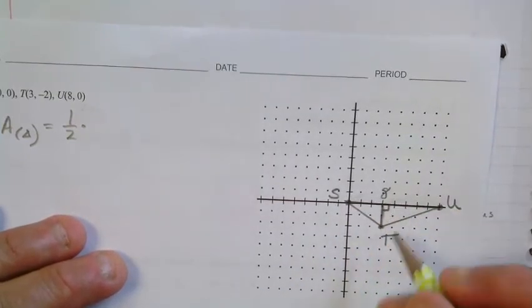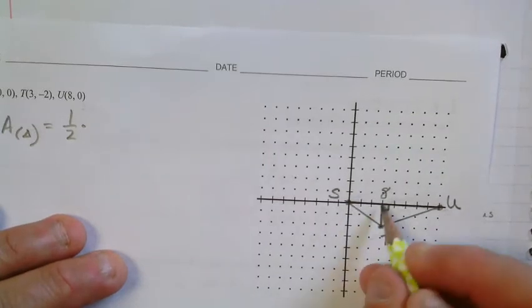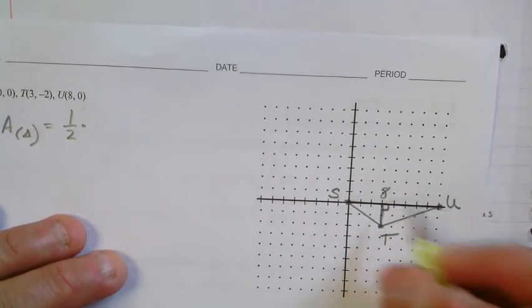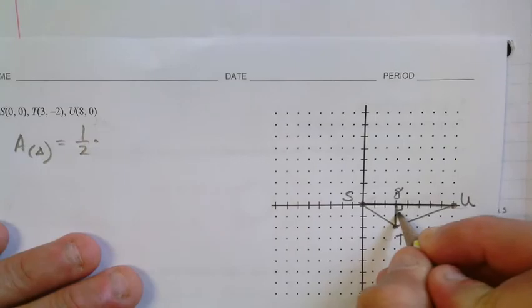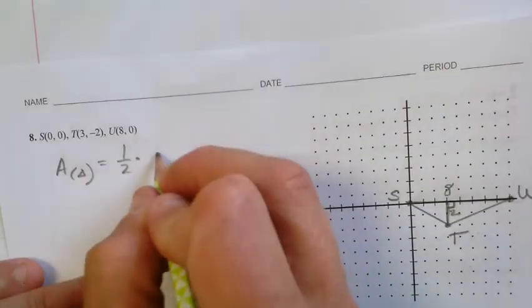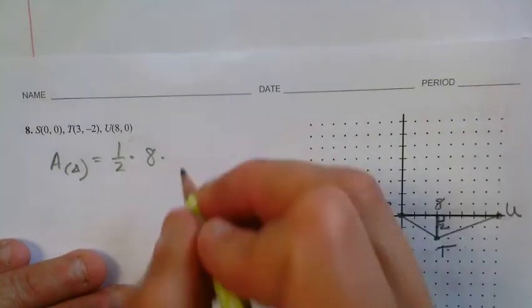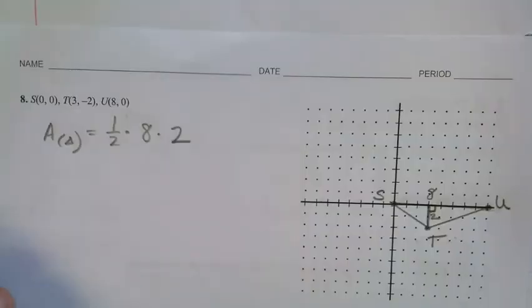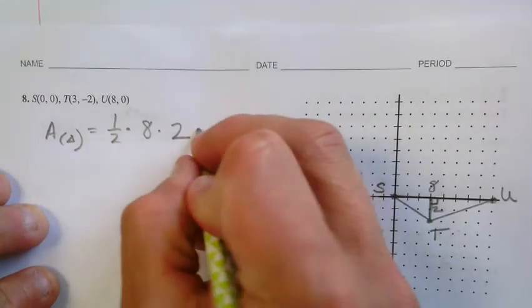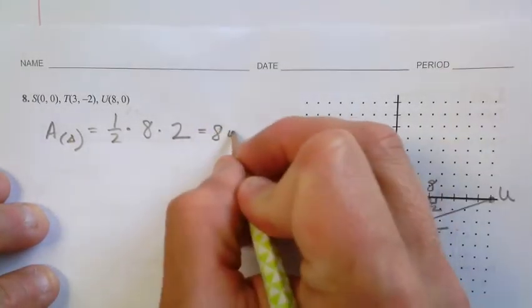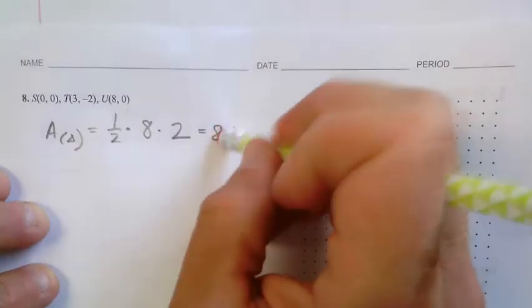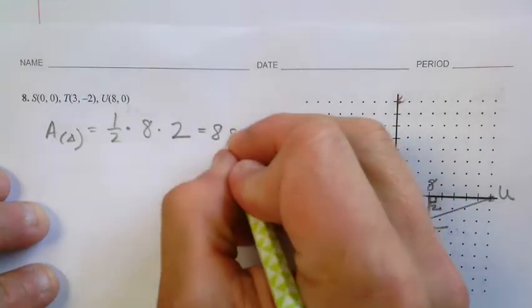So as I look at this, if I count this, because I can count horizontally and vertically, this is a length of 2. Excuse me. So if we do base times height, that should give us the area of that triangle there. So 1/2 of 8 is 4. 4 times 2 is 8. I'm going to write this like this: instead of units squared, I'm going to say square units.